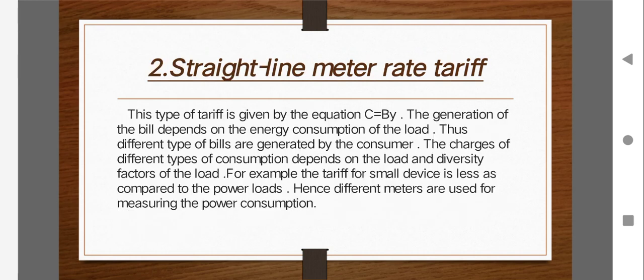Straight line meter rate tariff. This type of tariff is given by the equation C = BY. The generation of the bill depends on the energy consumption of the load. Thus, different types of bills are generated for the consumers. The charges for the different types of consumption depend on the load and diversity factors of the load. For example, the tariff for a small device is less as compared to a power load. Hence, different meters are used for measuring the power consumption.